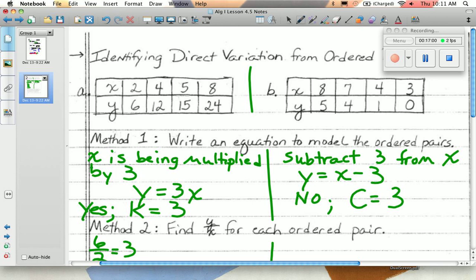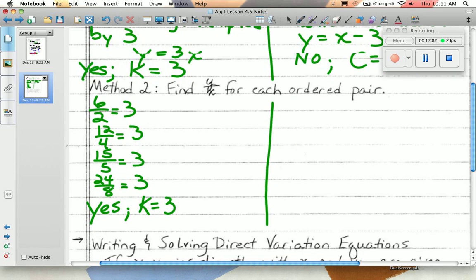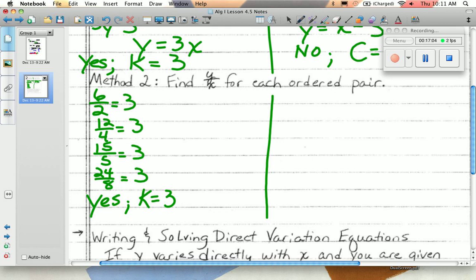Hopefully that would tell us that when we do our y over x relationship here, we should not end up with a constant of variation. What do you think? Okay, so what are the relationships we can set up? 5 over 8. 4 over 7. We might want to change these to decimals just to compare them. What's 5 over 8 as a decimal?